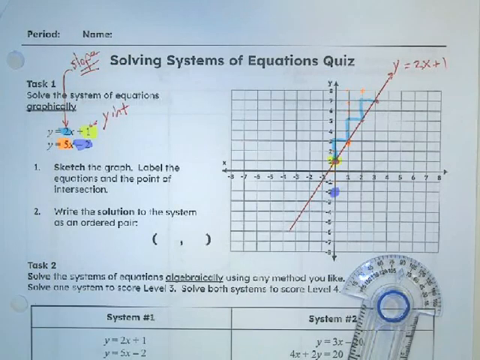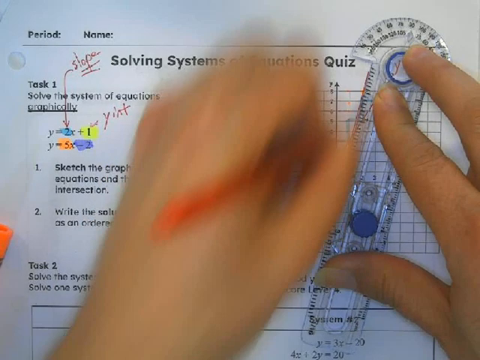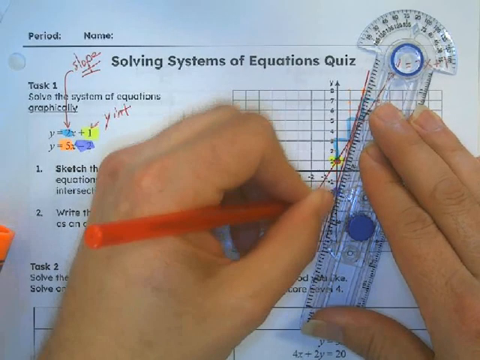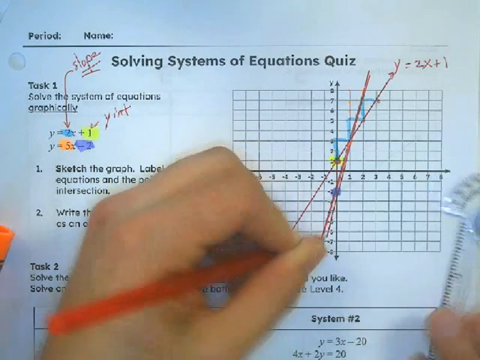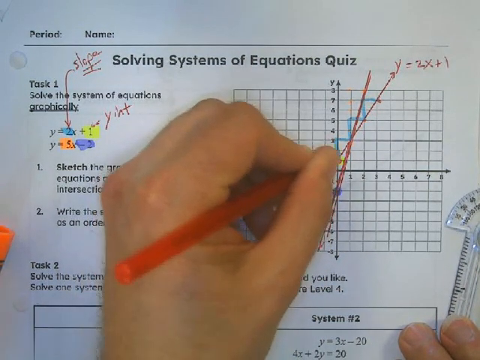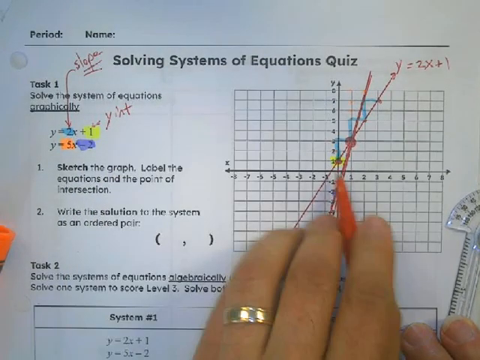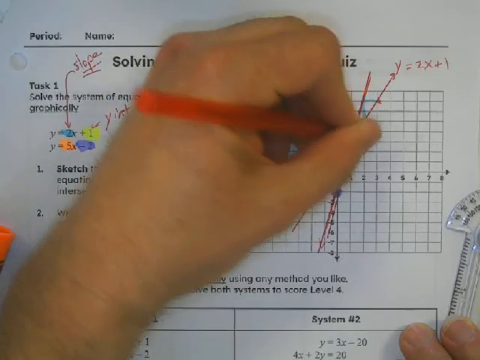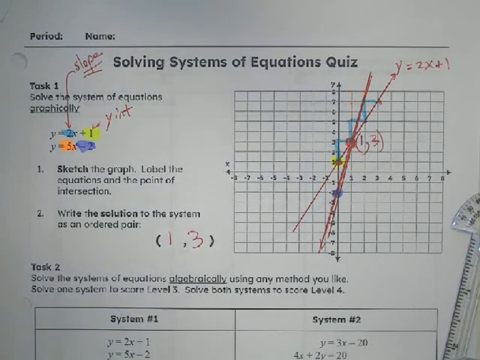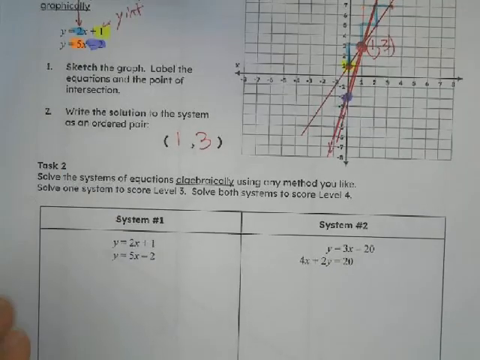So you can see from the purple dot I went 1, 2, 3, 4, 5 over 1, and the two lines intersect here at 1, 3. If you need to watch this part of the video one more time, please do so, and that will help you understand what's going on.